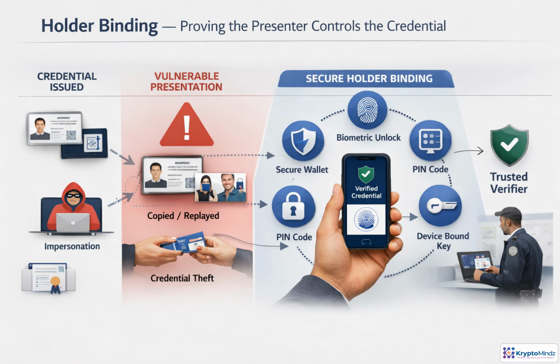Think about a passport check at a border. The document alone is not enough. The officer also checks that your face matches the photo. Holder binding is the digital version of that. The wallet proves it controls the cryptographic keys linked to the credential, often protected by biometrics, PINs, or device-bound keys. Verifiers must choose a binding method that matches their risk. Lighter checks for low stakes. Stronger binding for high-risk onboarding.